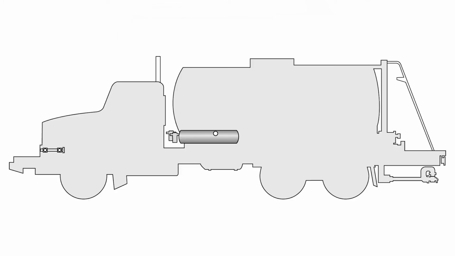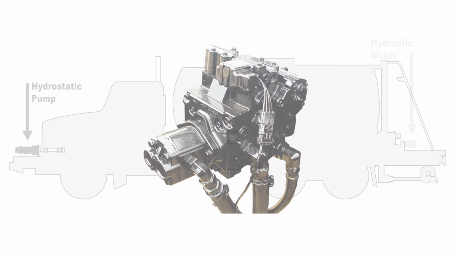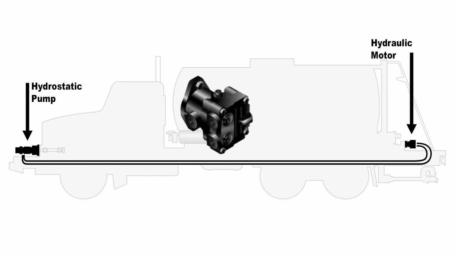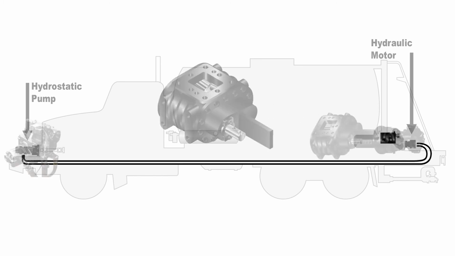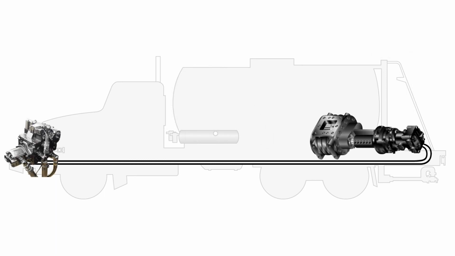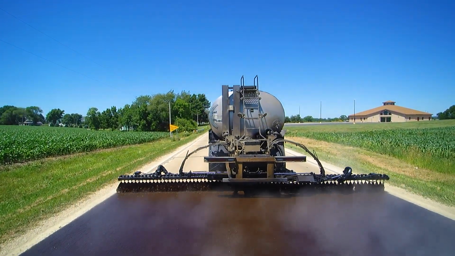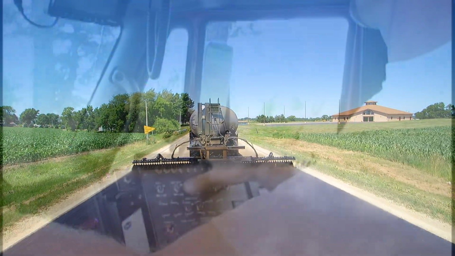The Centennial distributor uses a variable displacement hydrostatic pump driven off of the front of the truck's engine crankshaft to drive a 2-speed hydraulic motor, which in turn drives the asphalt pump. The output of the pump is varied to obtain the correct amount of asphalt required by the width of the spray bar in use and the truck's forward speed.